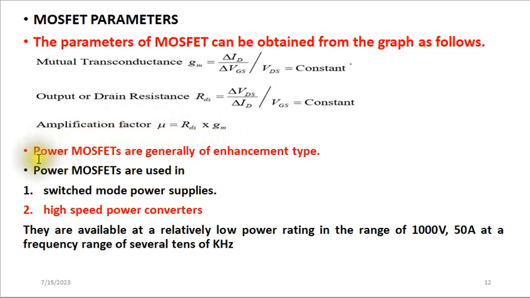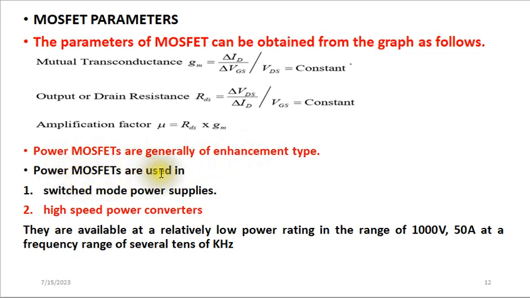The power MOSFET generally the one that is used in power electronics is the enhancement type. We have seen that we have two types. There is the depletion type and the enhancement type. So the one that is used in power switching is the enhancement type, the one that don't have physical channel, but we created using the VGS, as I have already discussed.